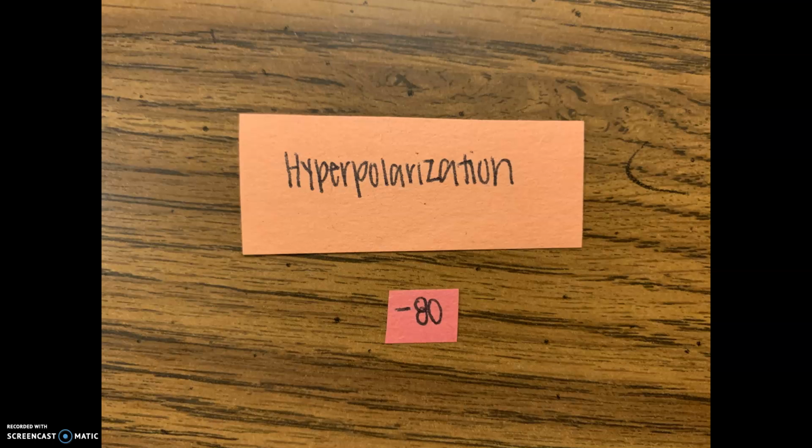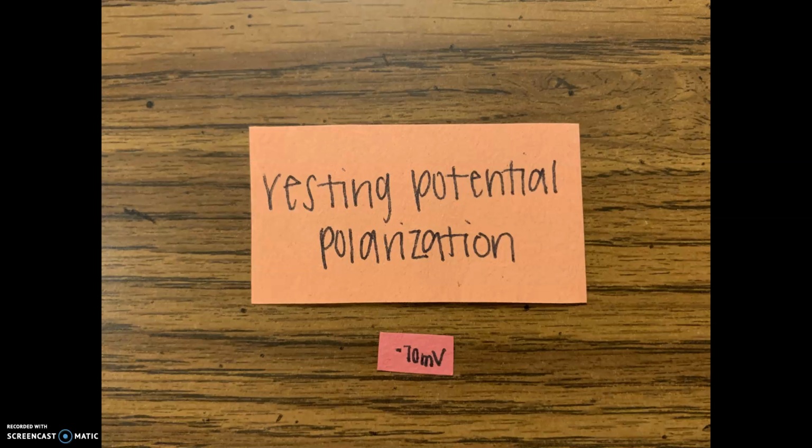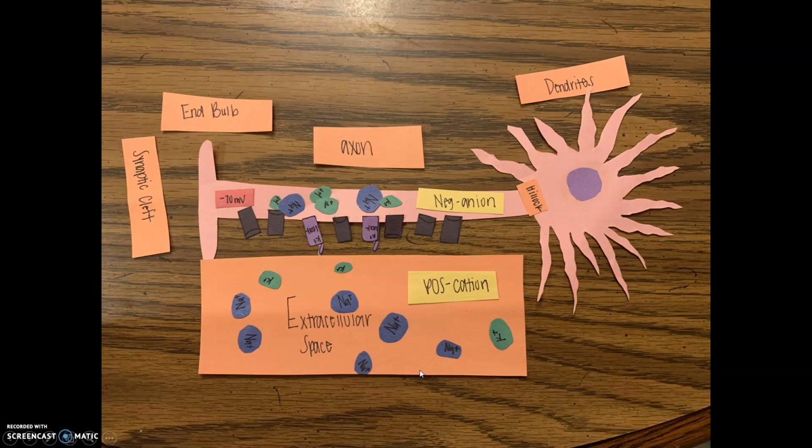At the end of this process, the K+ gates close and the sodium-potassium pump works in a not so timely fashion to bring the membrane back to resting potential at negative 70 millivolts. And here we are back where we started.